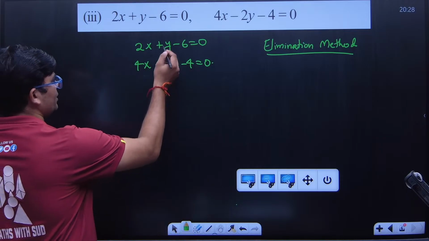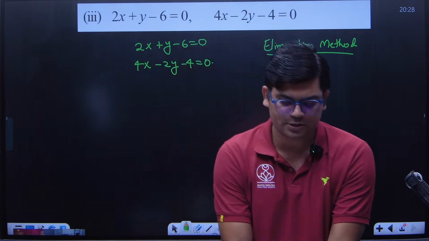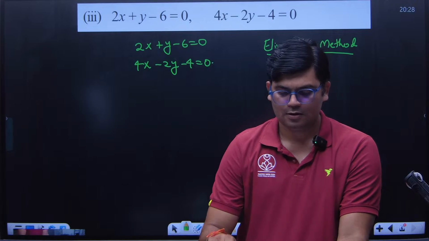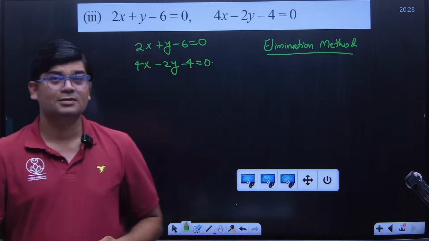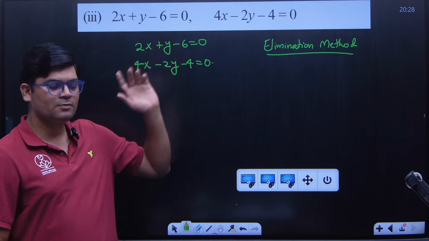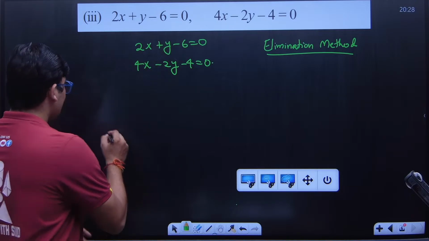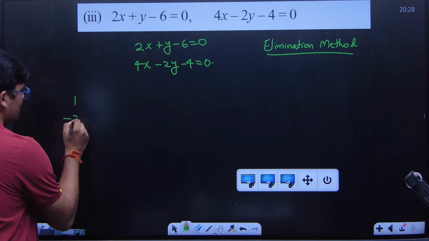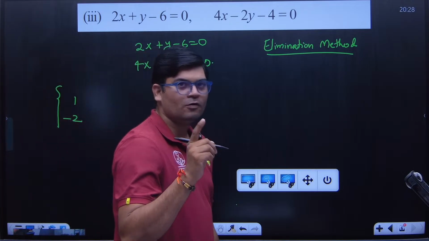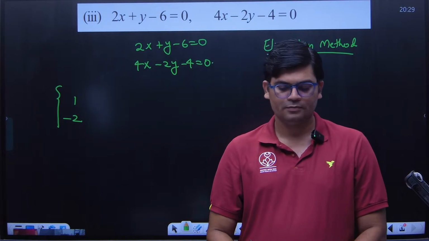So can you see what are the coefficients of y in both the equations? One is minus and the other one is plus. No, coefficient I am telling. The coefficient is minus 2 and plus 1. Oh, sorry. One is 1 and the other one is minus 2. Okay, so if one has 1, the other has minus 2. What can be the common factor for 1 and minus 2? What is the lowest common multiple for 1 and minus 2?